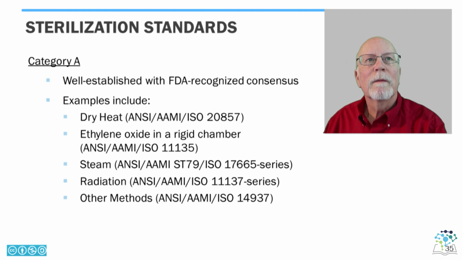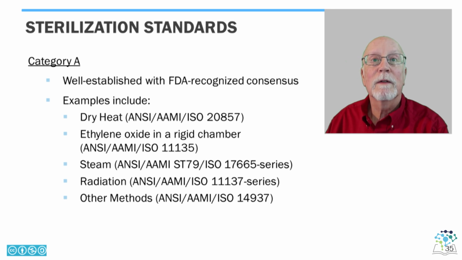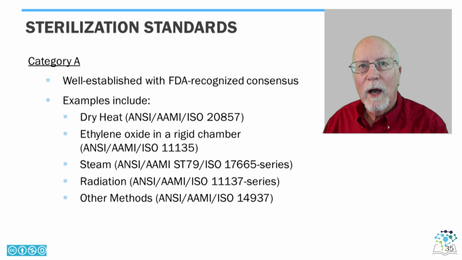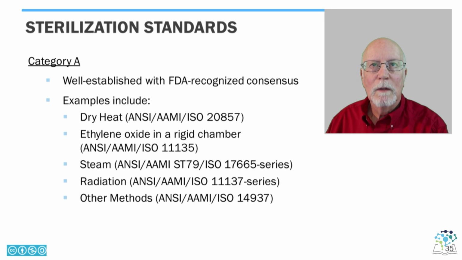We'll briefly describe some of the many other standards required for any implantable or direct contacting device, specifically sterility. There are methods of sterilization which need to be compatible with the materials of construction and suitable guidelines for confirming the sterility of the devices in final finished form. Sterilization Category A includes methods well established with FDA-recognized consensus, such as dry heat, ethylene oxide in a rigid chamber, steam, radiation, or other methods, all of which have their own unique complement of standards as shown here.